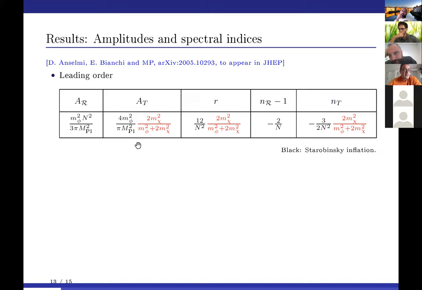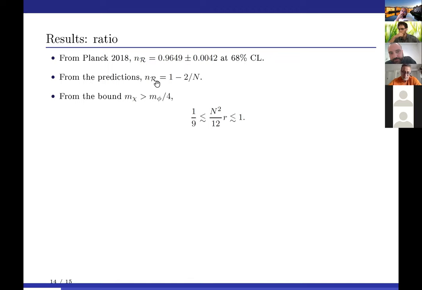We have the scalar tilt that fixes N. This one. This is from Planck 2018, no? This is what I showed here. But basically everybody gets this number. No, I don't say that I get this number. I said the experiments get this number. But you want to constrain the theory.